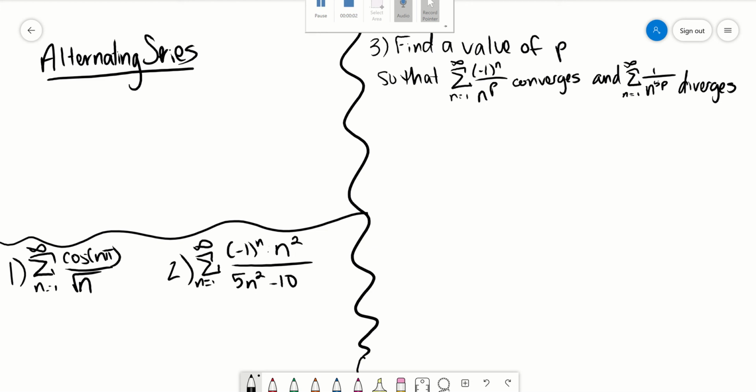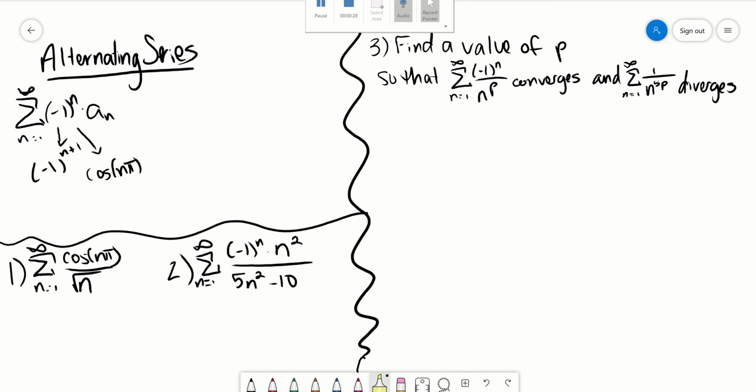Okay, so an alternating series is some series that has some part that makes it alternate, like negative 1 to the n times some series a sub n. It could also be something like negative 1 to the n plus 1. It could also be like cosine of n pi.